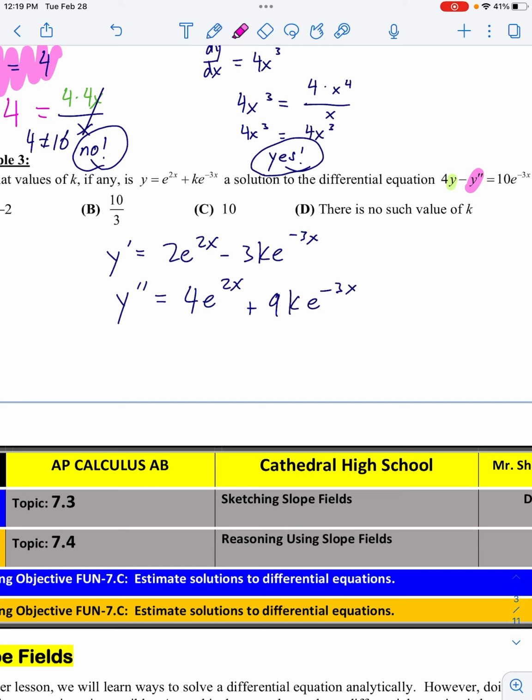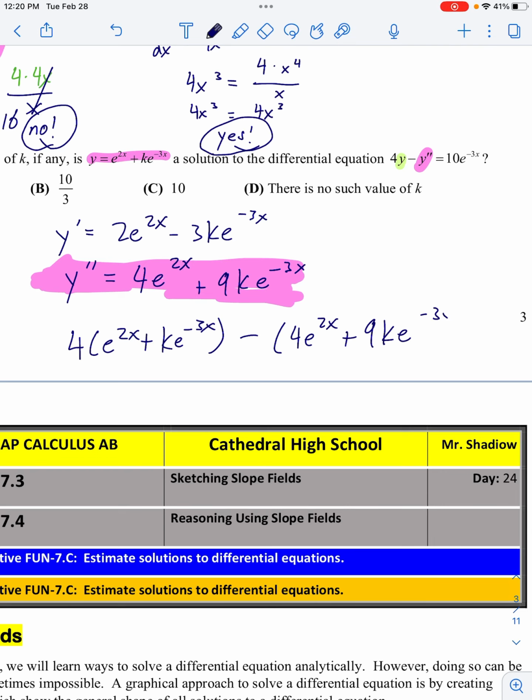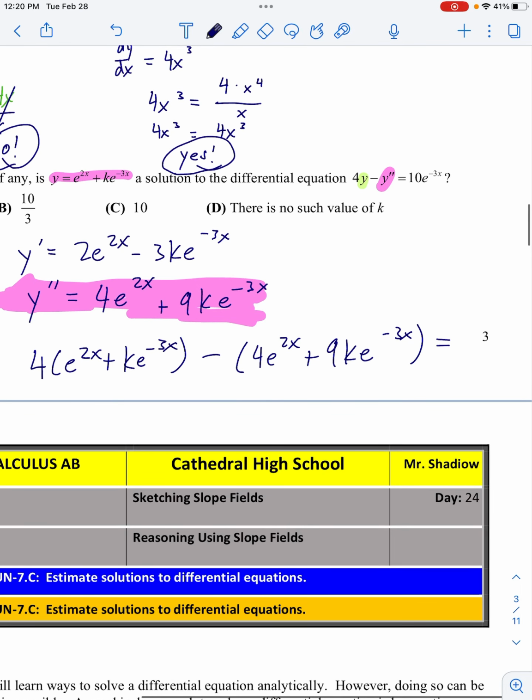So let's plug in y, and let's plug in y double prime to my equation, okay? We'll get 4 times e to the 2x plus k e to the negative 3x, right? That's just my y. Minus y double prime, that's going to be 4e to the 2x plus 9k e to the negative 3x, right? That's just that line right above what I'm working on. Then that equals 10e to the negative 3x. I'm going to color that out in white. I'm sorry, I've got to get rid of those page numbers. There we go.